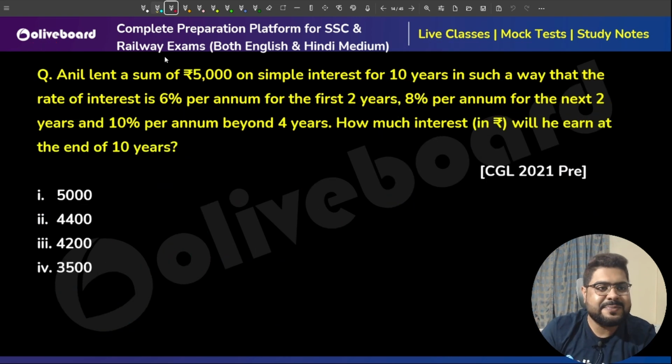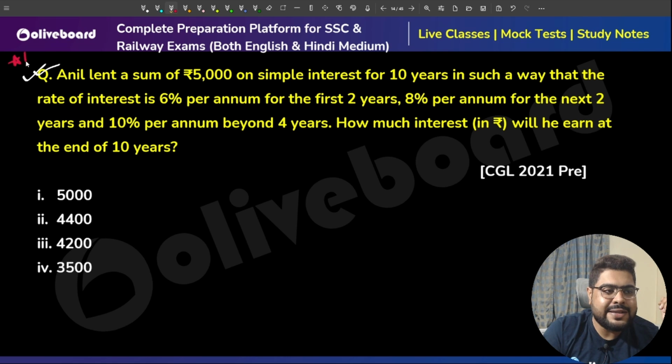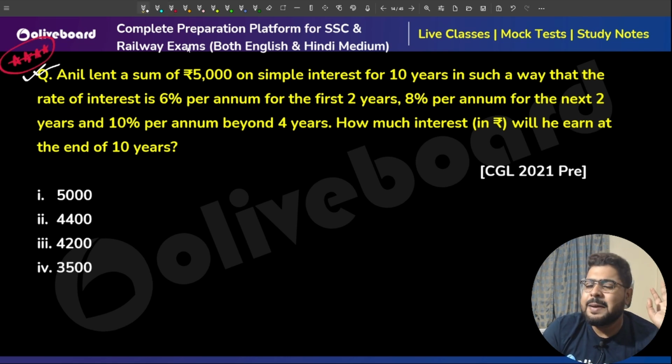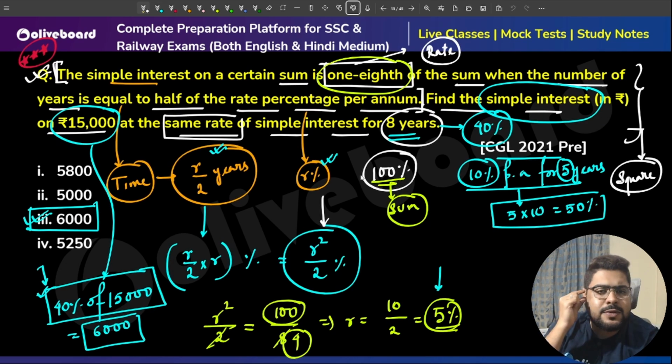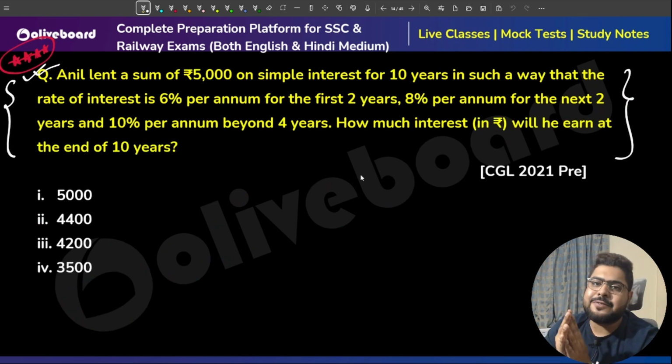So next question. Again, sir, this one also is a very, very commonly asked type. And there is no method better than this percentage method for these type of questions. In the last question, you could have done it using the normal formula. But this is a template question for this.